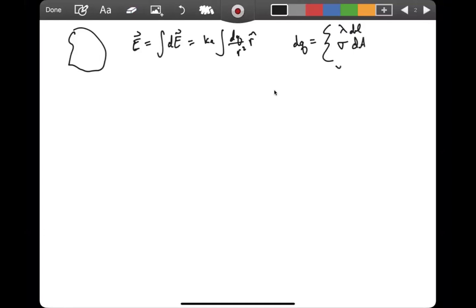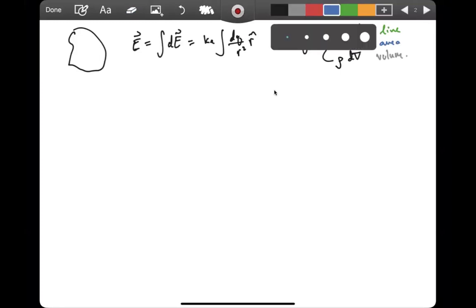And then finally, we have ρ dV, which is the volume charge density integrated over the volume. We use the first one if we have a line symmetry. We use the second one if we have an area symmetry. And then we use the third one if we have a volume symmetry.